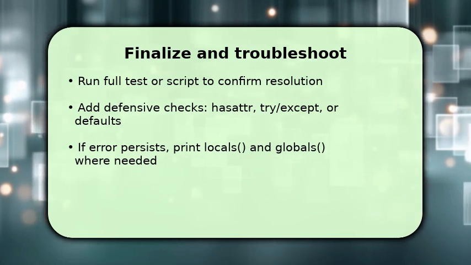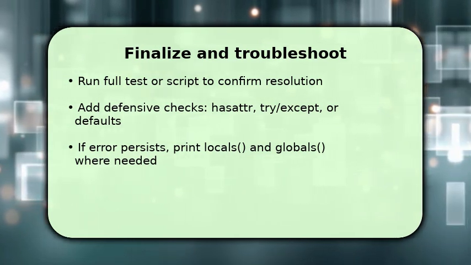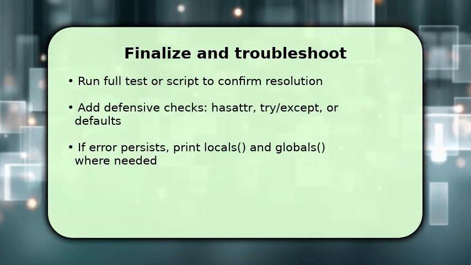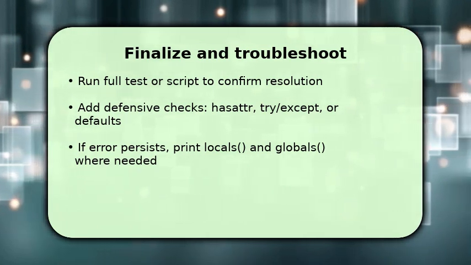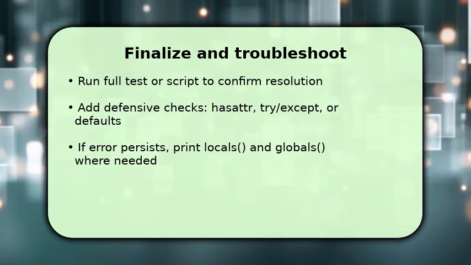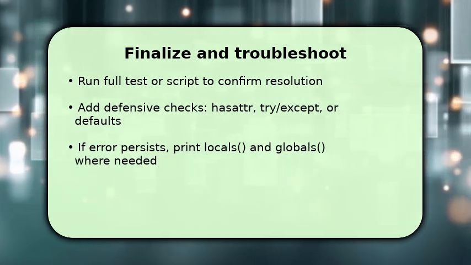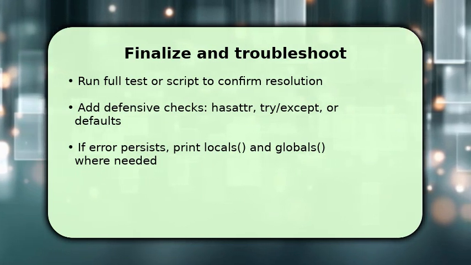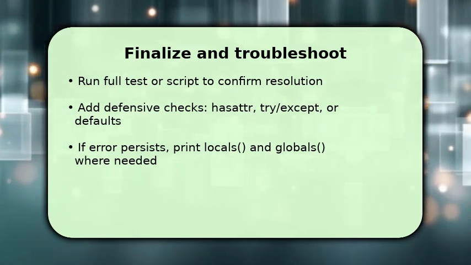If intermittent, add temporary diagnostics like printing locals and globals at suspected points to see missing keys. Also consider defensive patterns. Use default values, try/except around dynamic lookups, or validate imports explicitly.